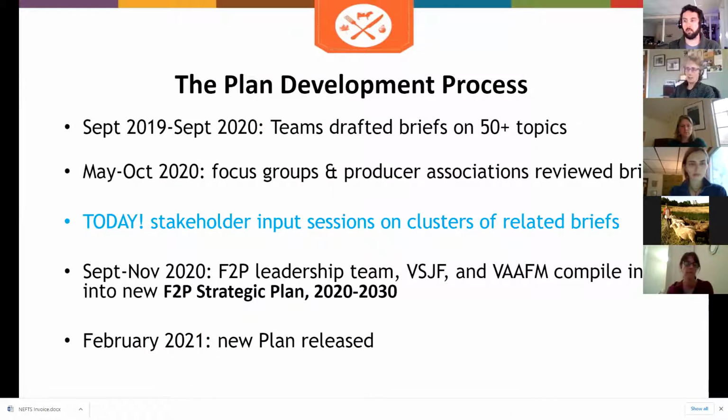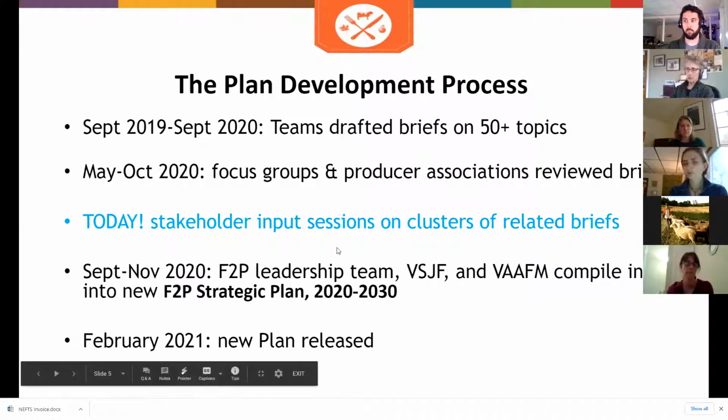And I think we talked a little bit more detail yesterday about the plan development process, but you can see where we are in that process, that teams have been drafting briefs on over 50 topics. And there have been a series of focus groups. And today we're gathering input on the recommendations and priorities in those briefs. The Farm to Plate leadership team and staff and Agency of Ag will be pulling all of this information into a new strategic plan that will be released in February.